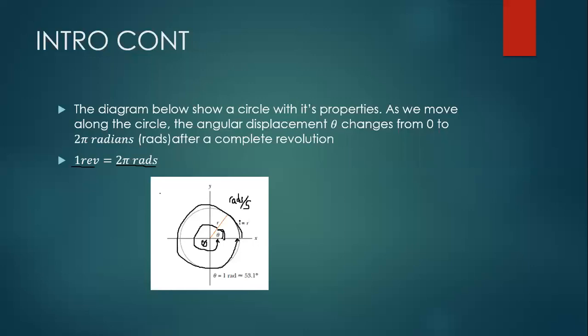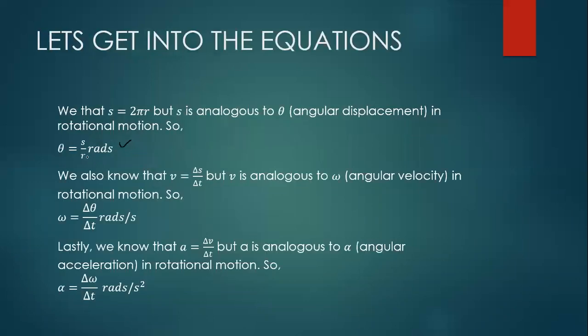we have an S here. This S is the linear distance that has been moved. If you get the linear distance and divide it by the radius, you get your angular displacement, and it should be in radians.